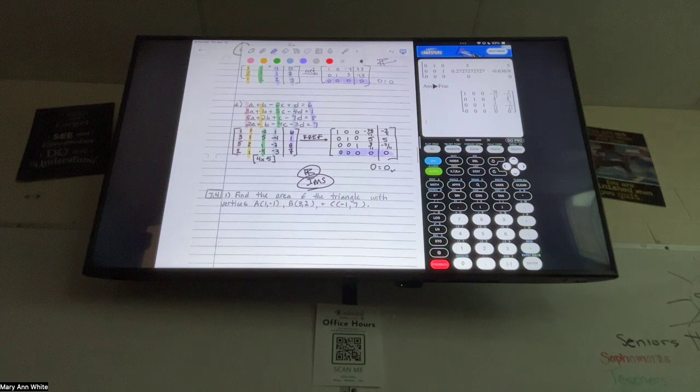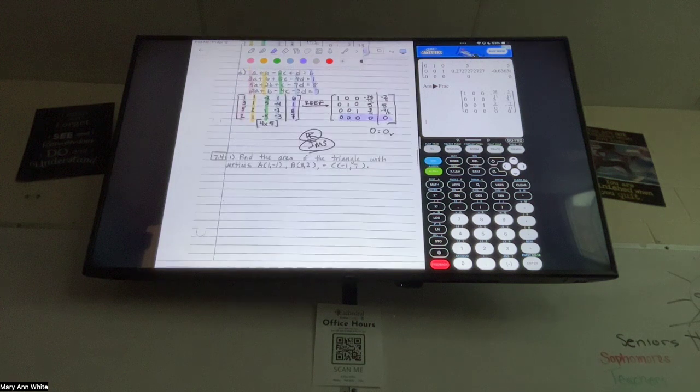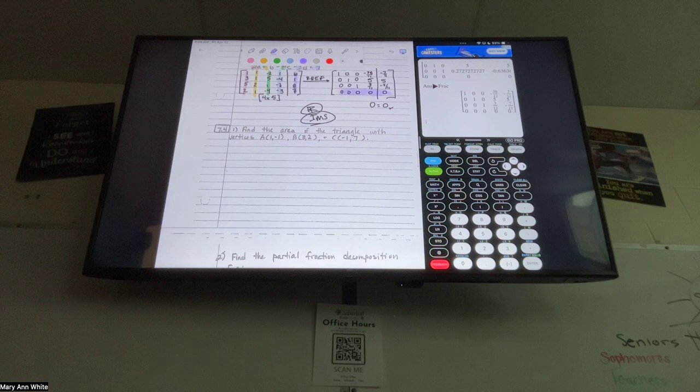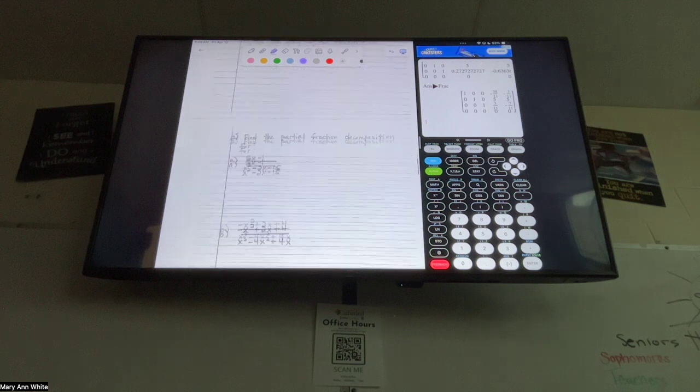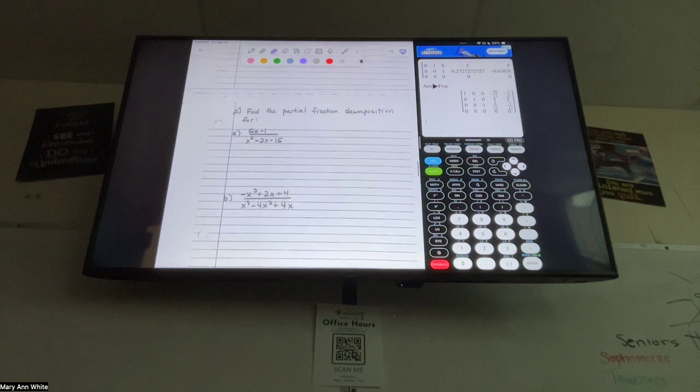So again, we are in 7-4 today. We are going to do a problem with area of a triangle. That's something I'm going to expect you to know for your upcoming tests. We are going to do a partial fraction decomposition. That did not make it onto the test, but I do believe it's a good skill to practice.